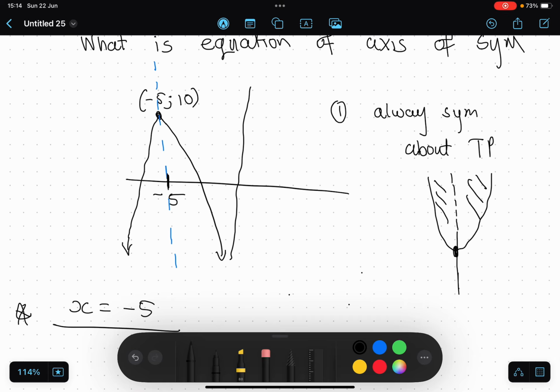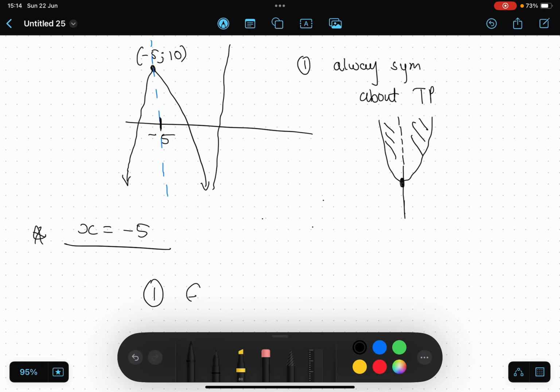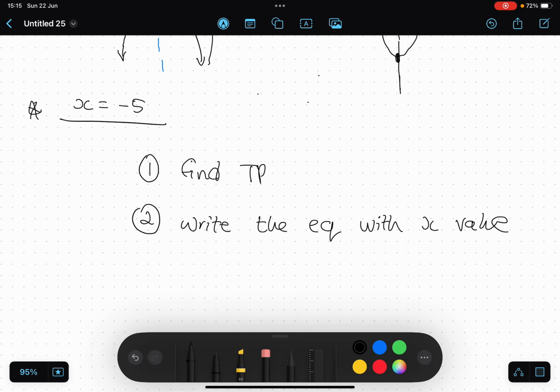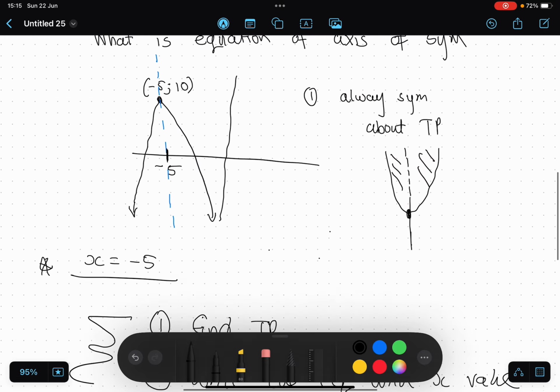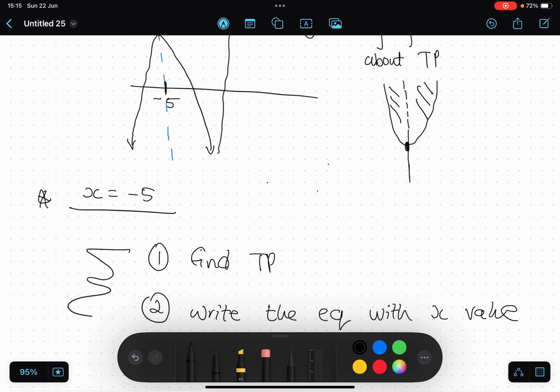So if you're asked for that, step one would be to find your turning point. Step two would be to write out the equation with the x value. Okay, not the y, the x. So those are your two steps. This one's pretty simple, but maybe try and do a few problems. The ones I gave you, I did include that. So see if you can do step one and step two.